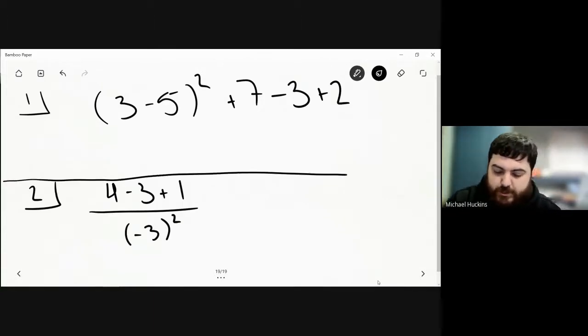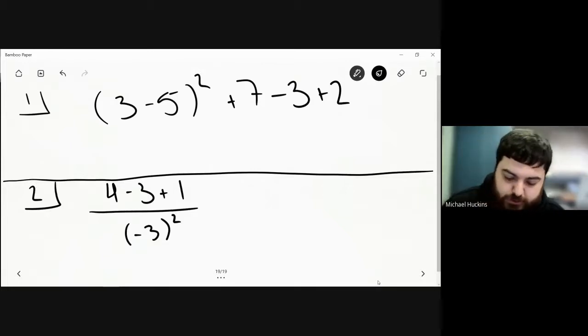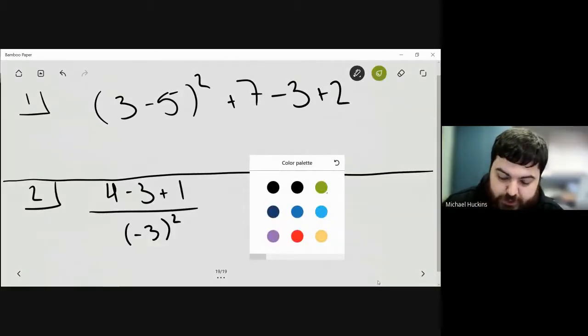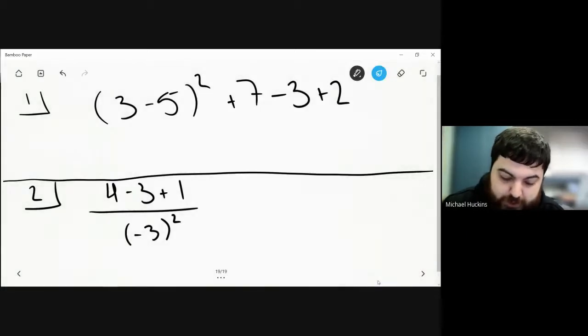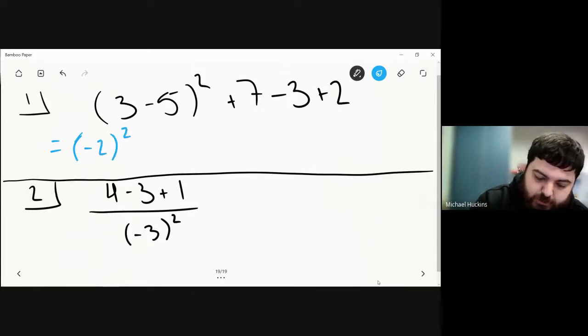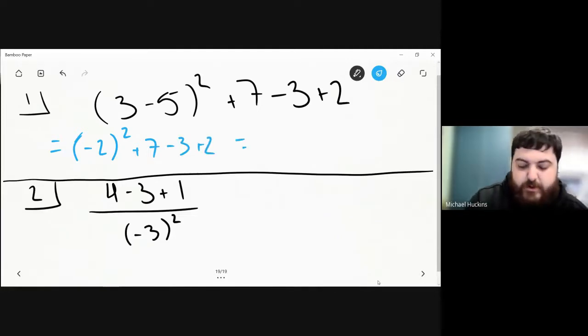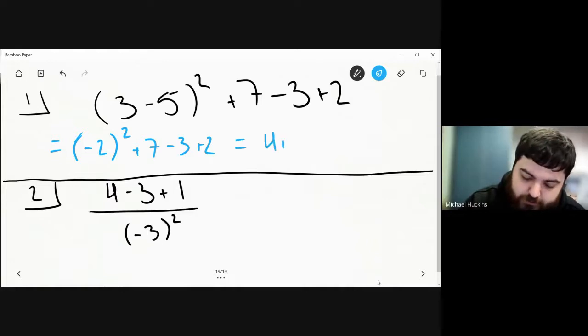So go ahead and pause the video and work on this for a bit. And once you are ready to check your answers, resume the video and you can see what we get. So number 1, we'll go with 3 minus 5 first in the parentheses, which will leave us with negative 2. The rest of the expression I could just copy down as is. Then I could deal with the exponent. Negative 2 to the second power will give us positive 4.